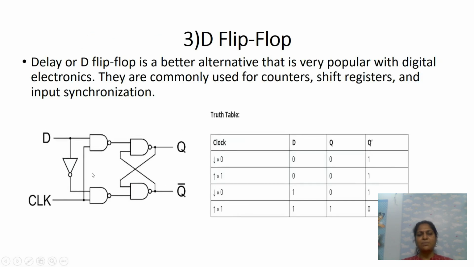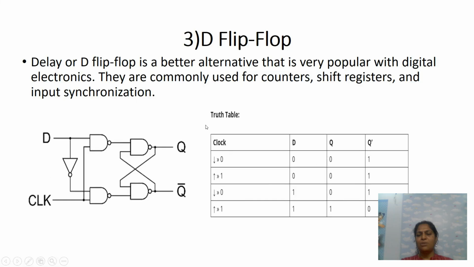Next is the D flip flop. D flip flop is also called delay flip flop. We can design delay flip flop from SR flip flop simply by placing one NOT gate in between S and R. If you place one NOT gate, this will act like a D flip flop.